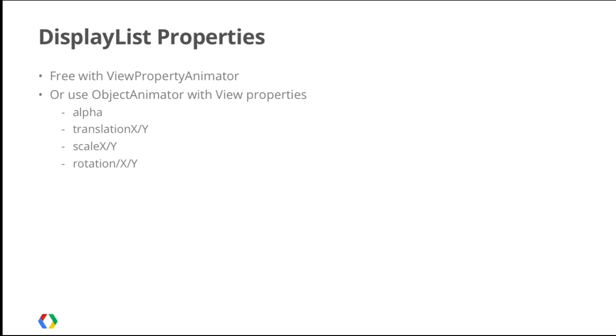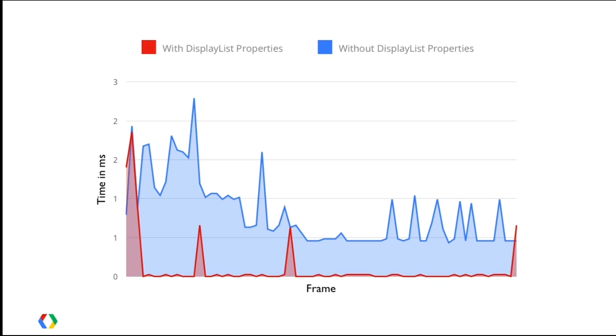So if you're setting these properties directly or running object animators or view property animators that are setting these properties, then they will be taking this much more efficient route of simply setting some properties instead of causing the invalidations, which costs time, as well as the re-rendering of the views that were affected. And here's the pretty graph. Yeah, and here's why it matters.